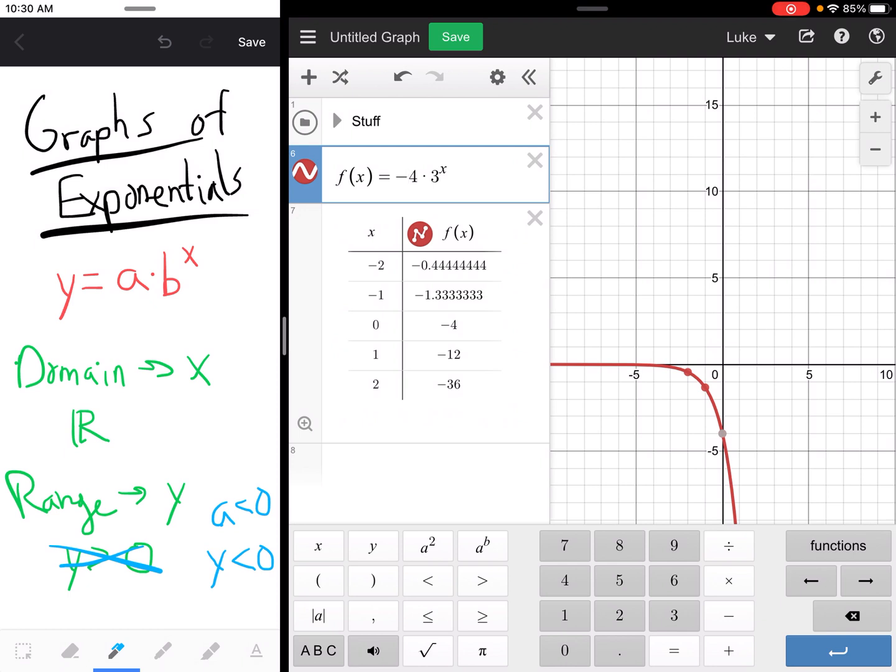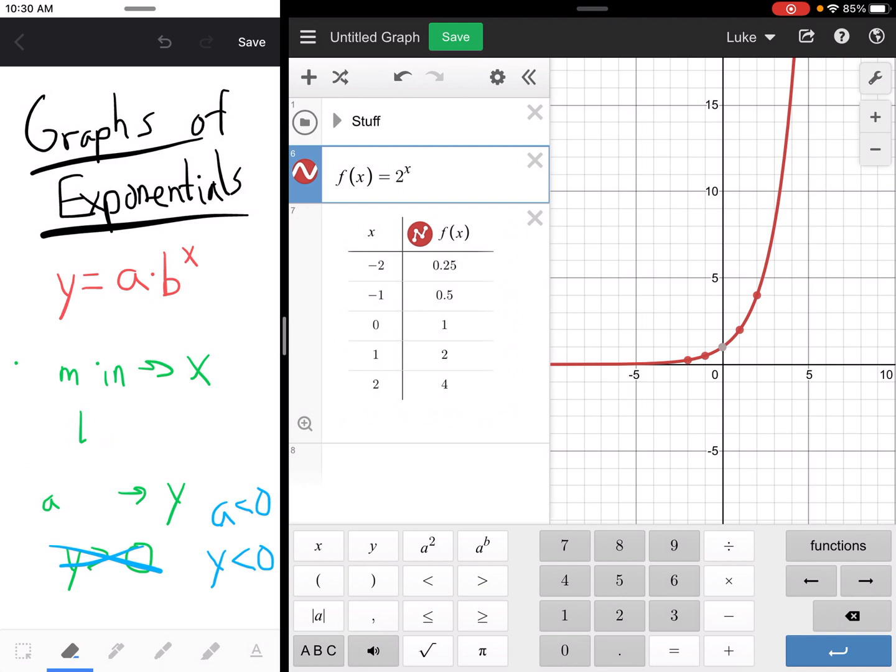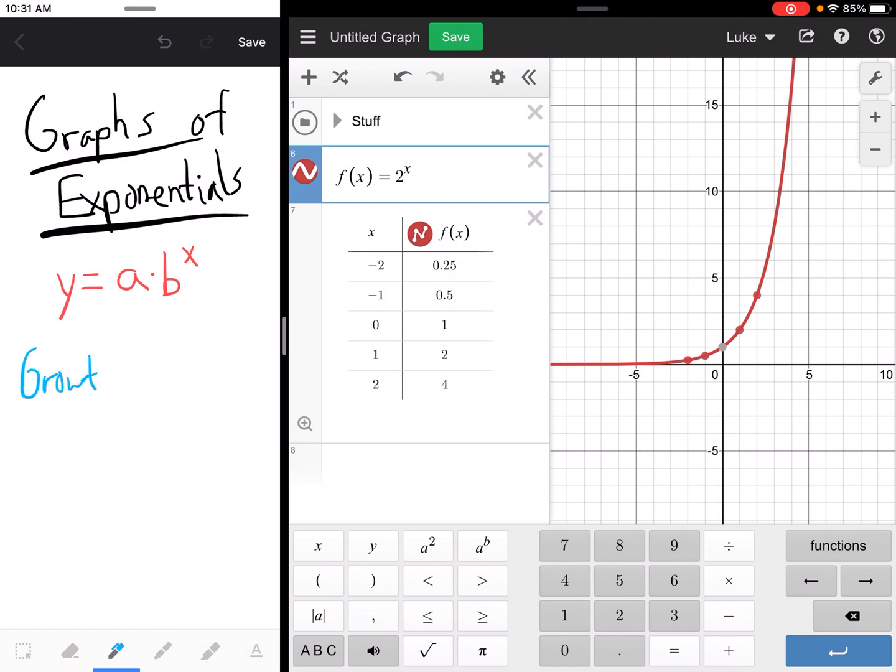All right, now let's get back to our first one, and so we can start there again. So 2 to the x. All right, let me clean this up a little bit. So we talked about domain and range. Now I want to talk about growth versus decay. Strong word right there. All right, so growth is going to look like this, and decay is going to look like that.